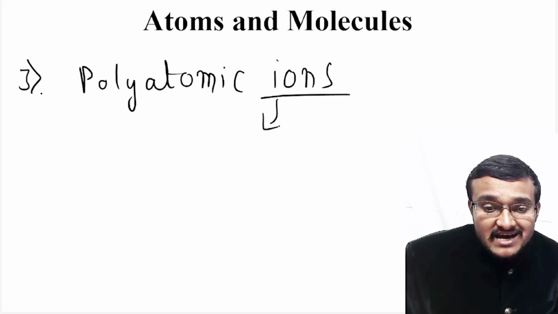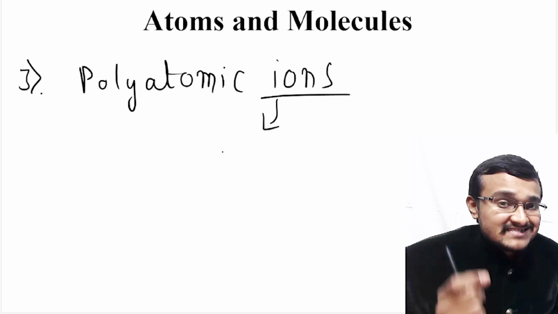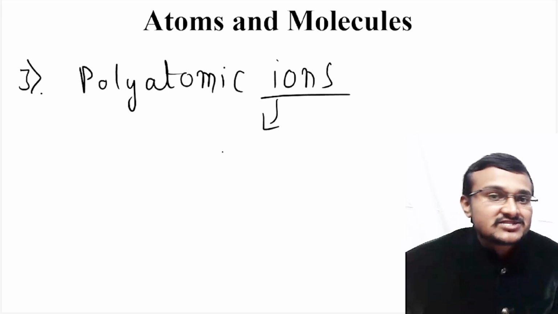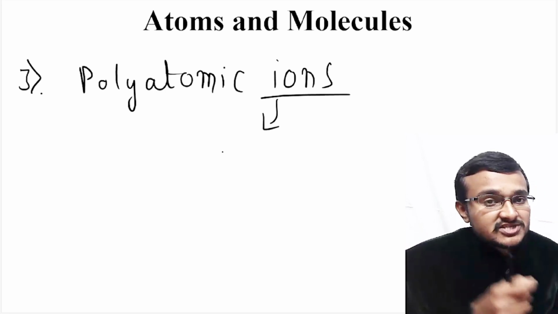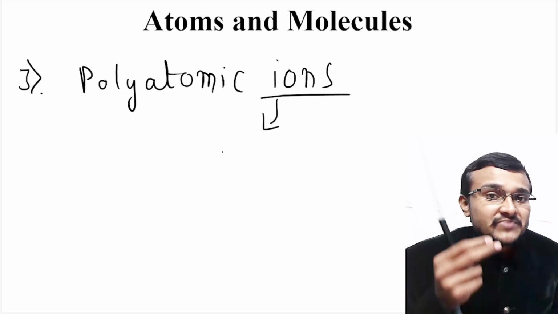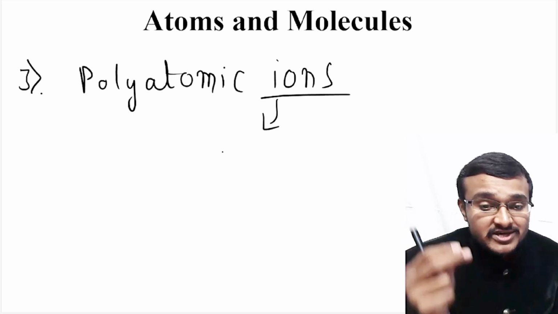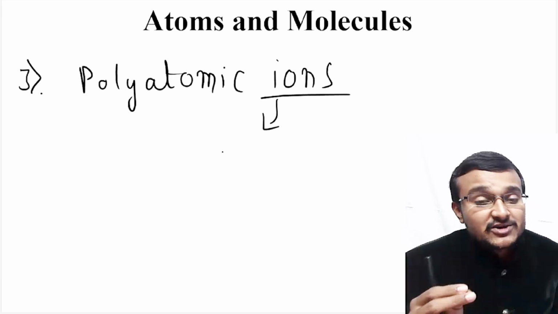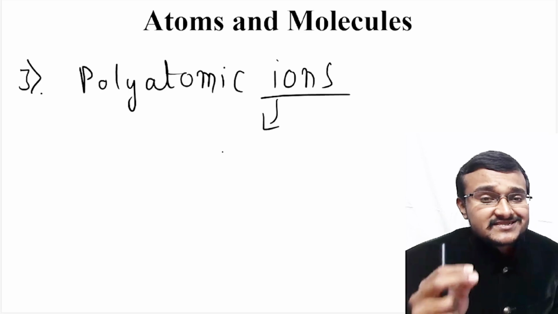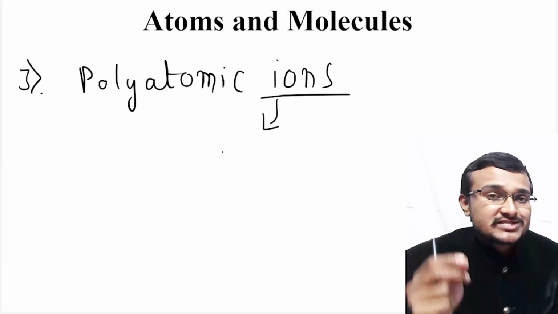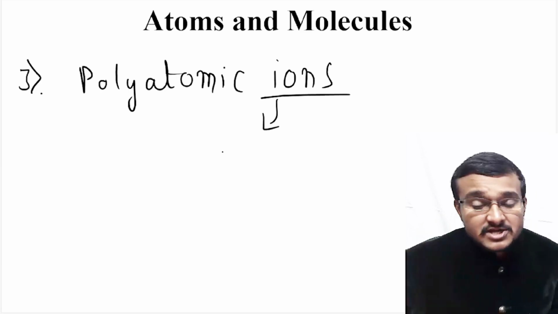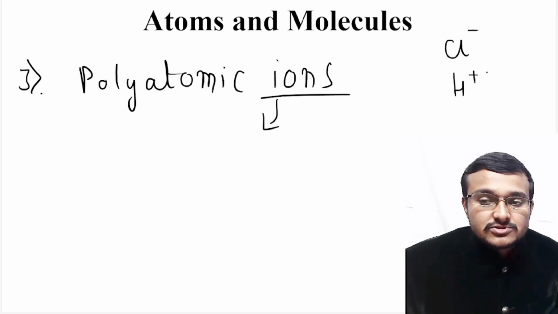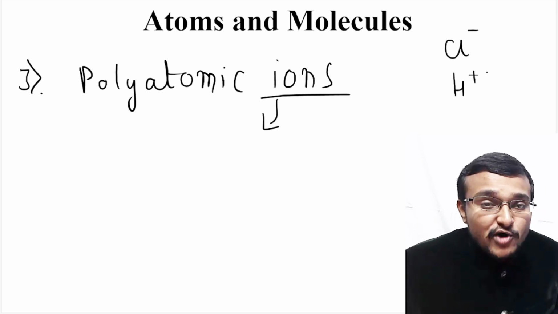So ions are chemical species which have charge on them, either positive or negative. Based on that, they are known as anion or cation. Negative ions are known as anions and positive ions are known as cations. So these things you can recall. Ions are basically charged species. For example, Cl minus or H plus are examples of ions.